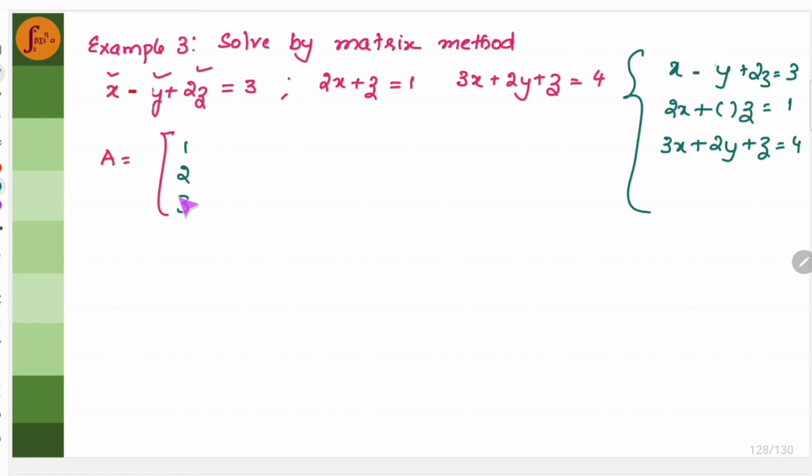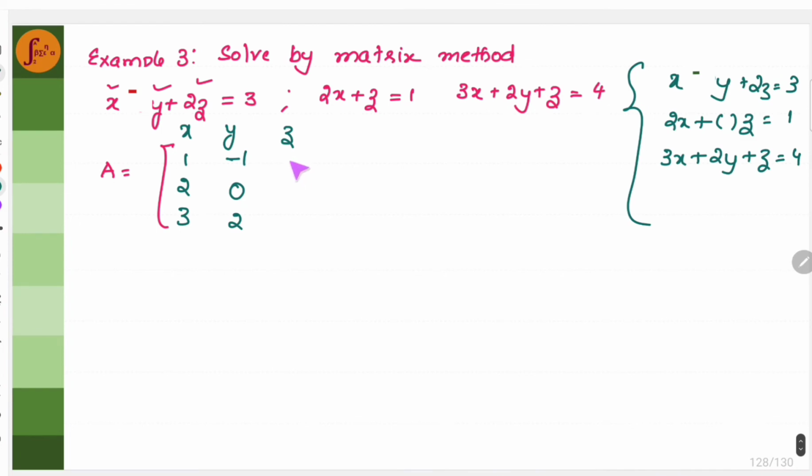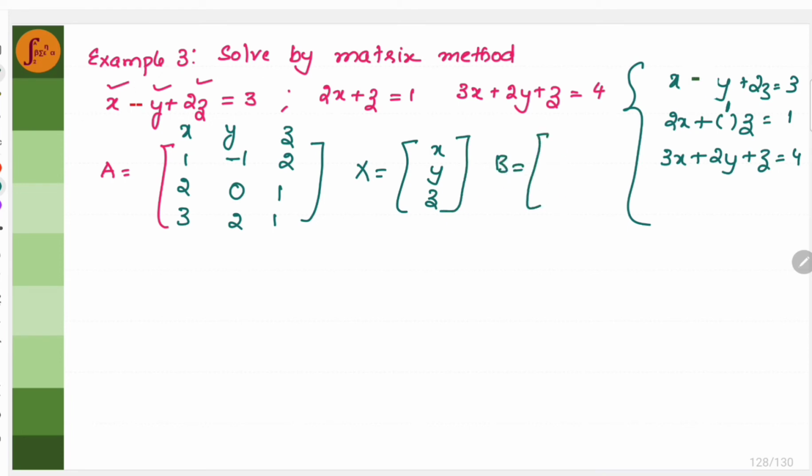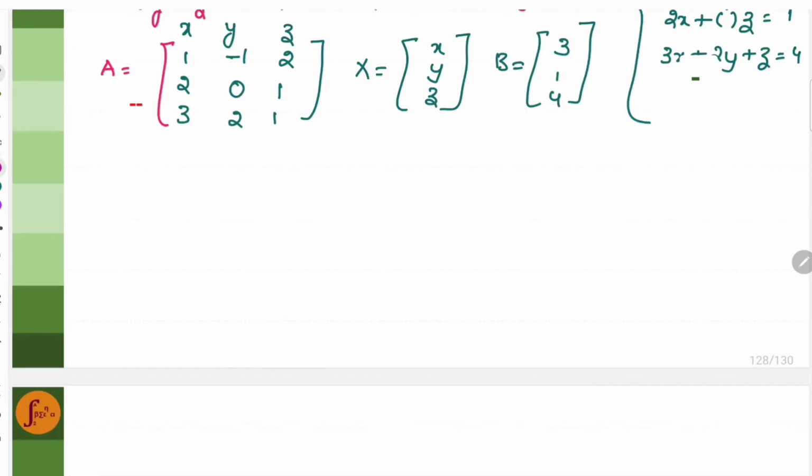So now let's construct the matrix. Matrix A is 1, 2, 3, then 1, 2, 3, minus 1. There is no y in the second equation, so it will be 0. In the third equation, you have 2. Let's come to z. What is z? 2. There is no coefficient for z here, so we assume it is 1. And here it is 1. Then matrix X is x, y, z. Then matrix B is the matrix of constants: 3, 1, 4. So we have to find matrix X.